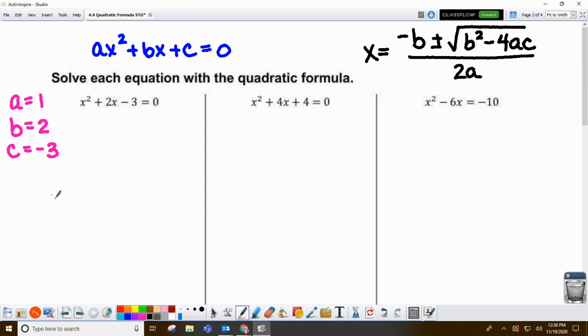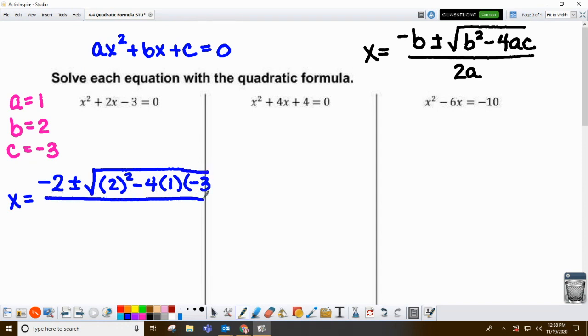And then we're going to plug those into our quadratic formula. So x equals negative b. This is what I'm looking at. So b is 2. Negative b is the opposite of that, so negative 2. Plus and minus the square root of b, which is 2, squared, minus 4 times a, which is 1, and c is negative 3. All divided by 2 times a, which is 1.